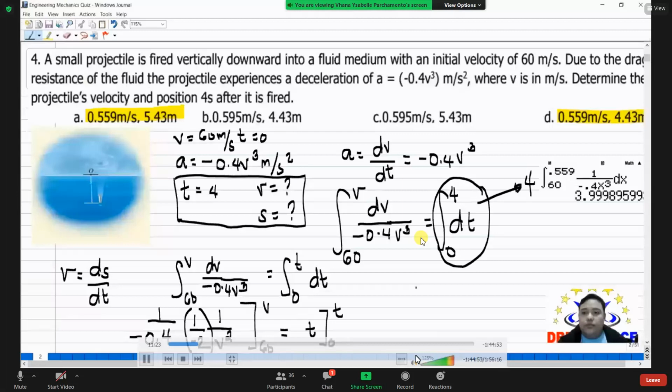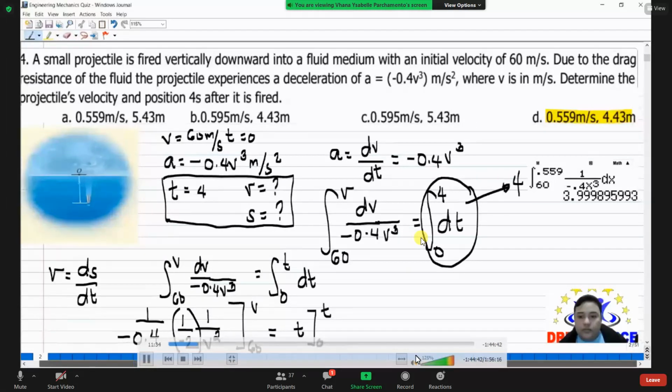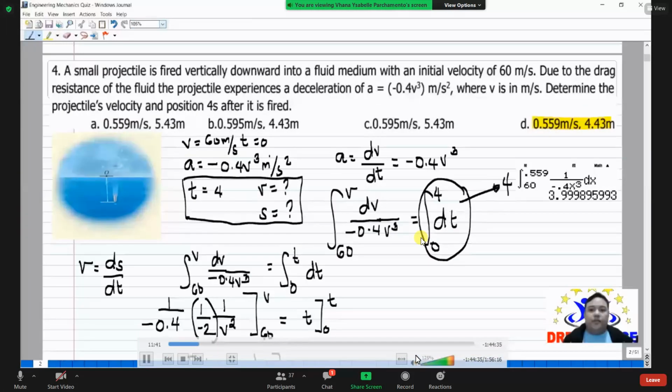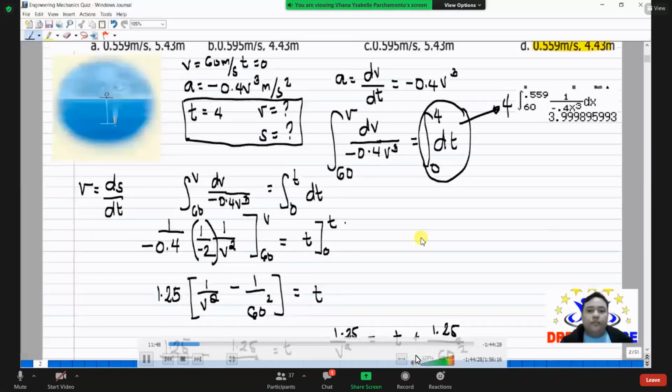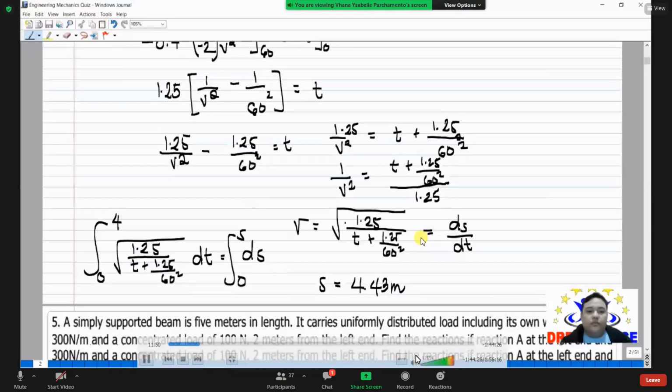Kasi nakuha na natin yung 4.42. Okay, pakipicture na lang po.